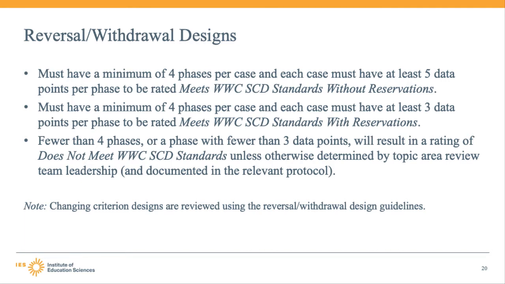And finally, any treatment, reversal or withdrawal or changing criterion design with fewer than 4 phases or fewer than 3 data points per phase will result in a rating of does not meet WWC SCD standards. Again, the only situation in which this criterion would not apply would be in cases where WWC topic area leadership documented an exception to these standards in the relevant review protocol.